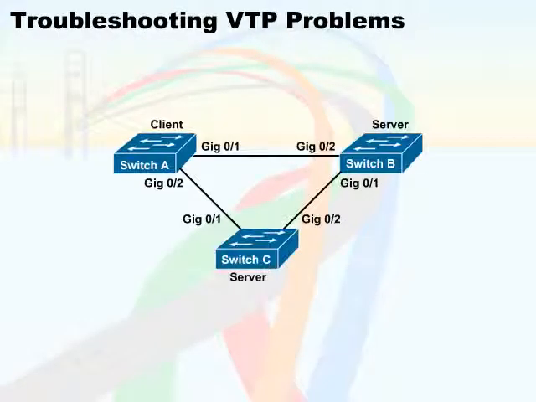Let's move on to troubleshooting VTP problems based on the output of show commands. Consider a network with 3 connected switches, switch A, switch B, and switch C. First, check the configuration settings of switch A.